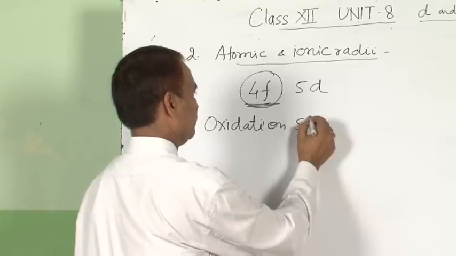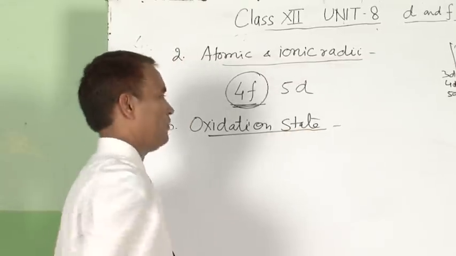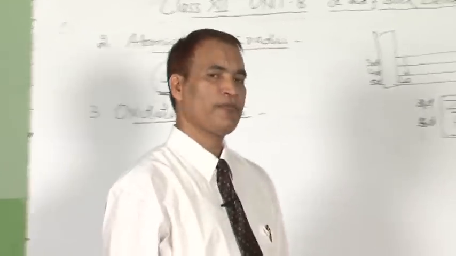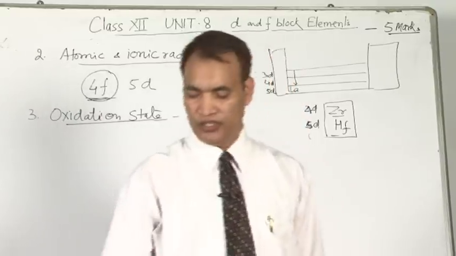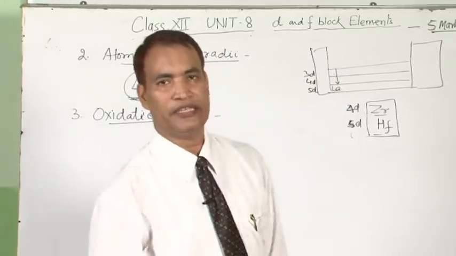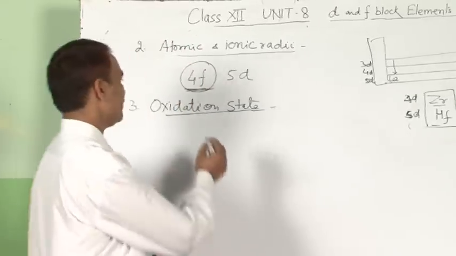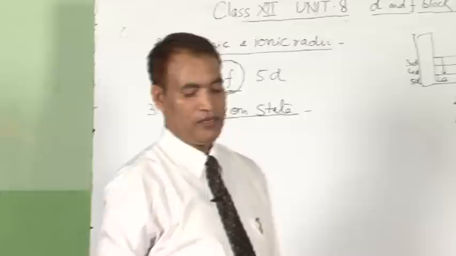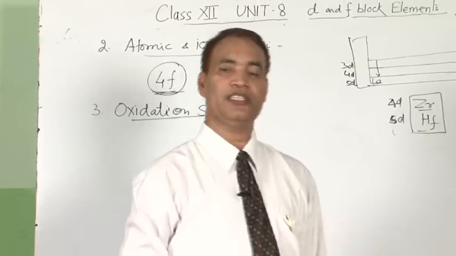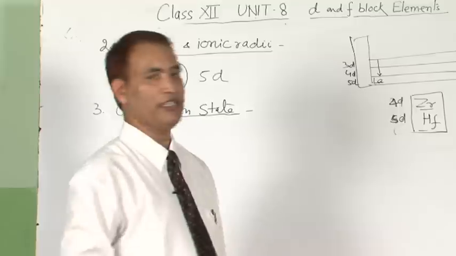Oxidation state. The transition metal shows variable oxidation states. This is due to the presence of unpaired electrons in d orbital and available d orbitals. The oxidation state of 3d series: this question is asked in the board exam also. Write the oxidation state of 3d series elements. You have to learn the oxidation states of the 3d series.